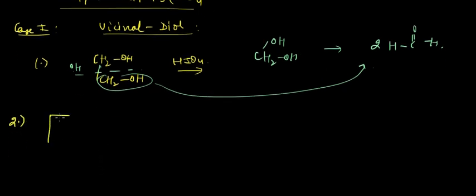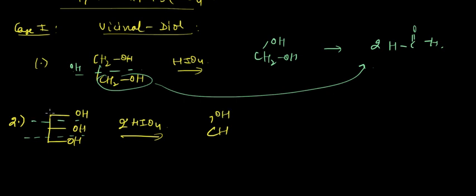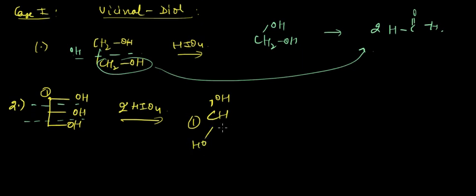Okay, let's look at second example. We have this here, and again we are using 2 moles of HIO4, one for breaking this bond and another one for breaking this bond. Okay, so we'll be getting something like CHO. This is the first carbon atom, so for the first carbon atom we'll be getting something like CHOH and 2 more OH attached to it.